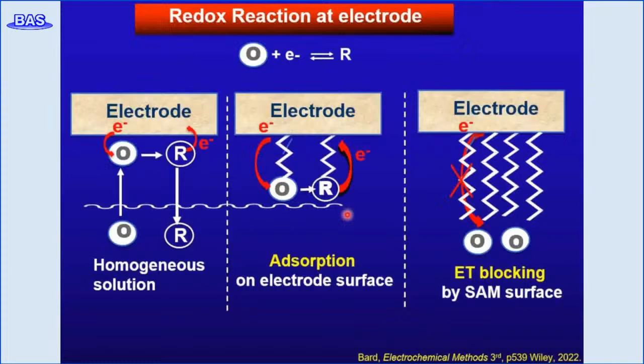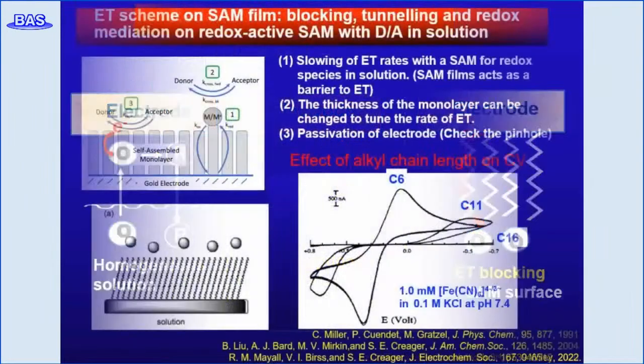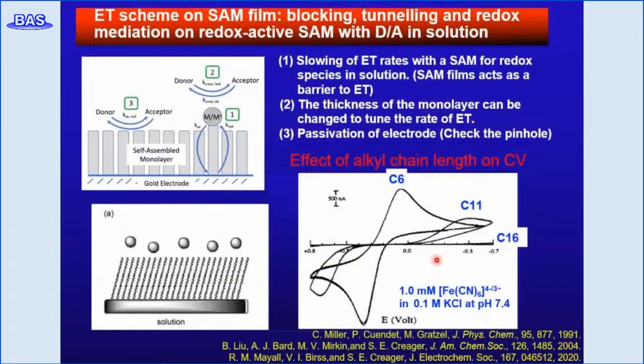Third, in the case of redox inactive molecules such as a simple long alkyl chain group covering the electrode, the adsorbed layer acts as an electron transport blocking layer. This scheme summarizes the electron transfer event on the self-assembled monolayer film on the gold electrode. The SAM film contains both simple alkyl thiol groups, and the other is redox-active M/M+ functional groups attached on the top.